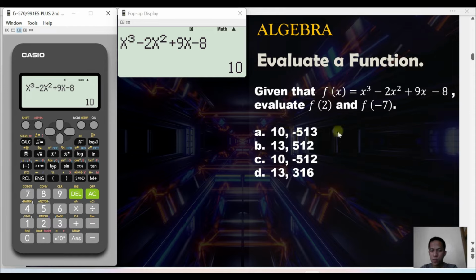So, we need to find f of negative 7. Again, just press CALC. What is the value of x? Negative 7, guys. Negative 7. Then press equals. It will give you negative 512. So the answer for this problem is letter C.